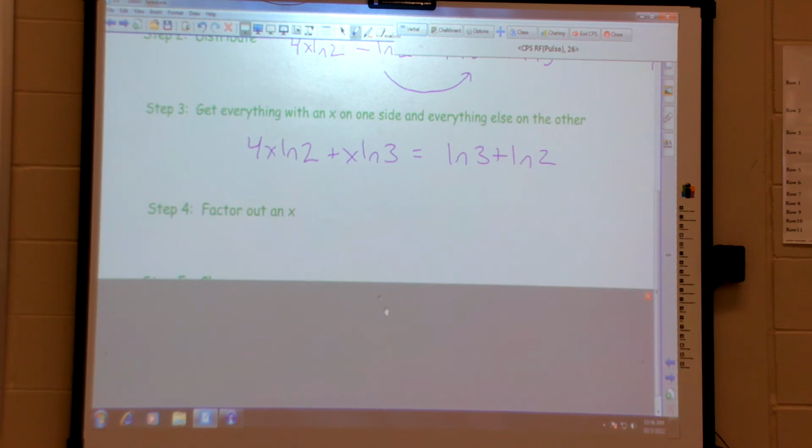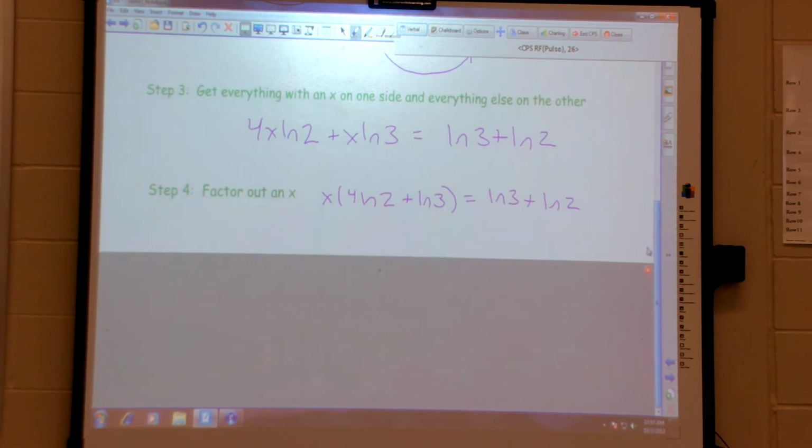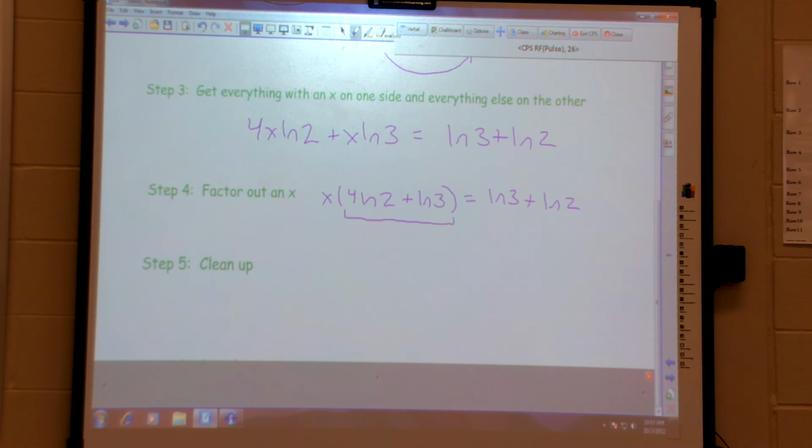Factor out an x. So if I take an x out, I'm left with 4 natural log of 2 plus natural log of 3. And that side's still the same. I took out an x. That's why I wanted them all on the same side. I'm almost done here. Next step. Clean up. Once you factor out that x, don't I have properties that say I can condense that and I can condense that? Yeah, we covered them last week.